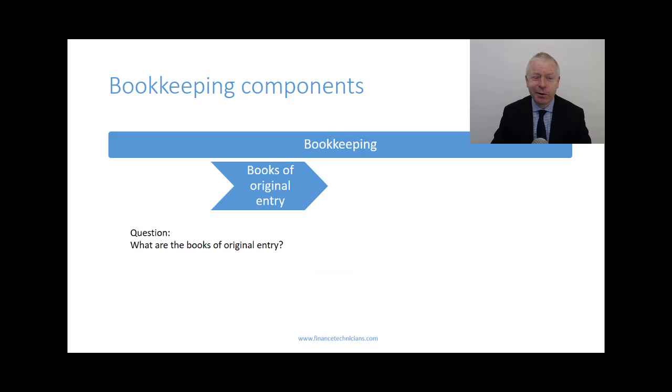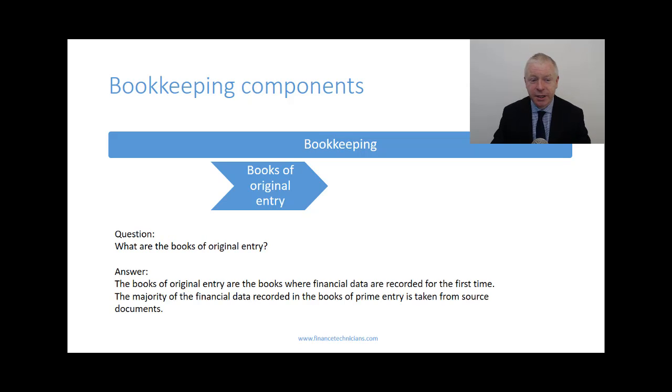So the books of original entry, what are they? The answer is the books of original entry are books where financial data are recorded for the first time. The majority of the financial data recorded in the books of prime entry is taken from source documents. And the reason why it's mentioned that it is the majority is because sometimes you need to create transactions internally, which we'll cover later on. And when I say create internally, it means that you don't necessarily have a source document, so you need to create the transaction based on some financial metric that you need to incorporate into your books of prime entry.